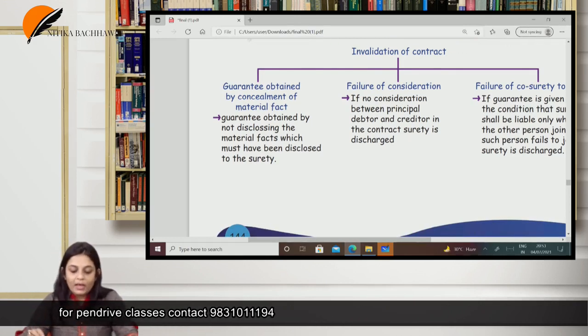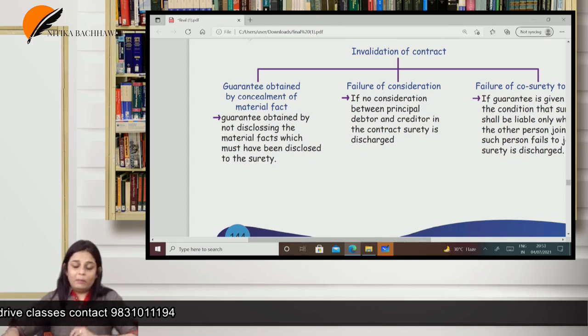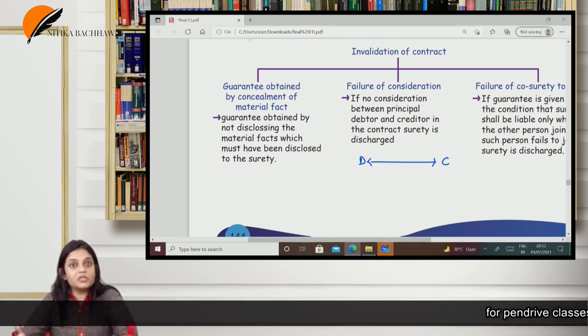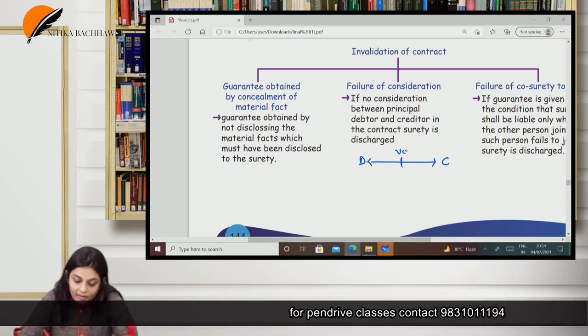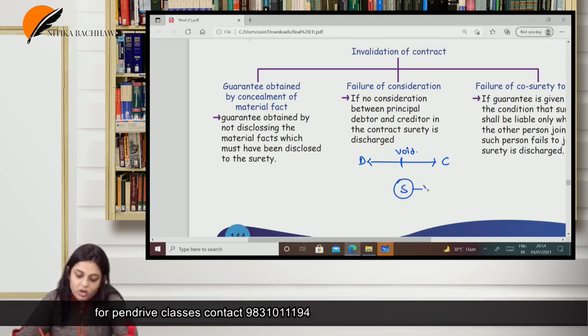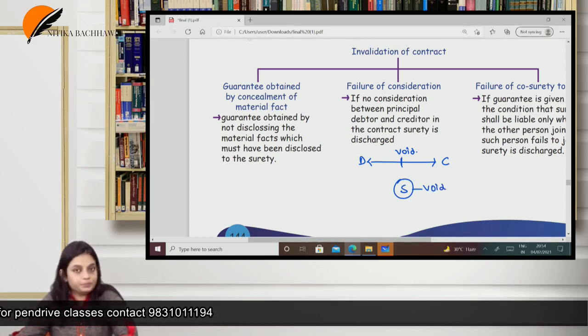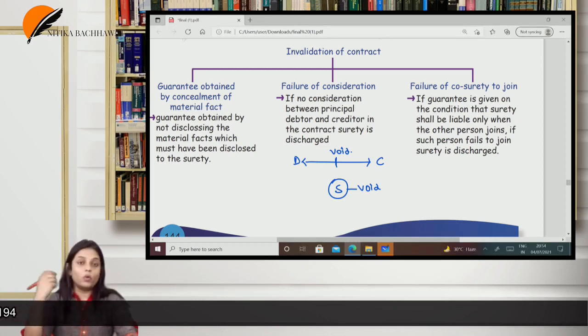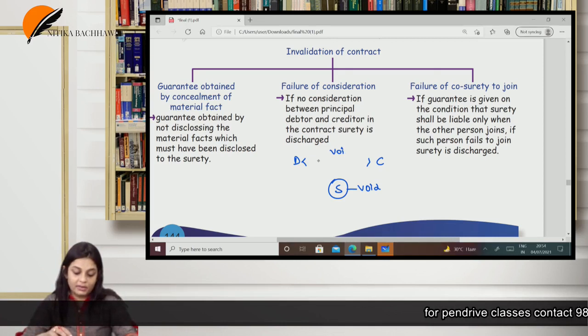Then failure of consideration: if between the principal debtor and the creditor there is no consideration, obviously no consideration, no contract. So if there is no consideration between them, automatically this contract is void. And if this contract is void, the contract of surety is also void. And if one of the co-sureties fails to join. Now let us understand what a co-surety is: when more than one person gives the guarantee, right?